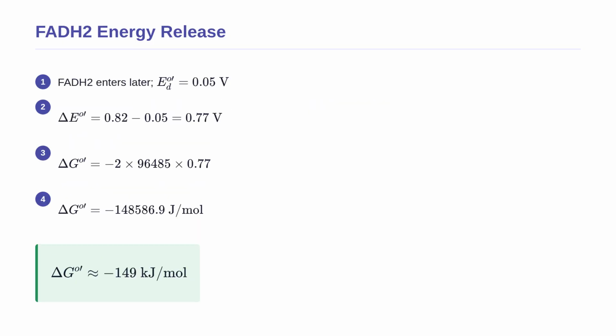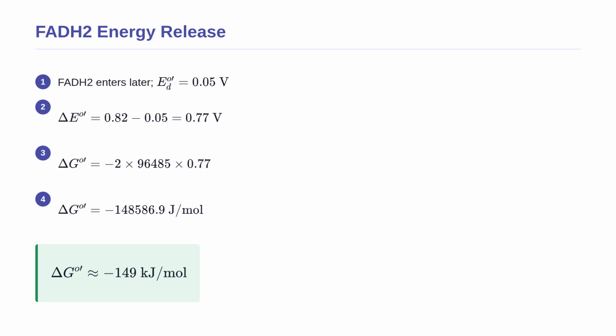Now, let us see what happens when electrons enter the chain slightly later, via FADH2 at complex 2. The donor potential for FADH2 is 0.05 volts. Subtracting this from oxygen's potential gives a smaller difference of 0.77 volts. We plug this new potential difference into our free energy equation, again using 2 electrons. The result is approximately negative 149 kilojoules per mole.